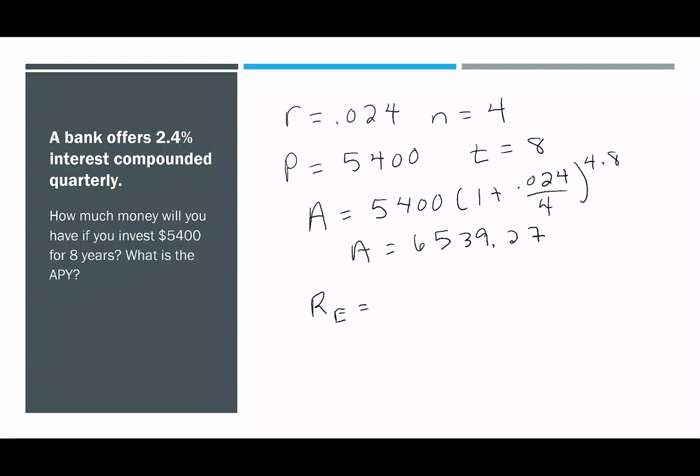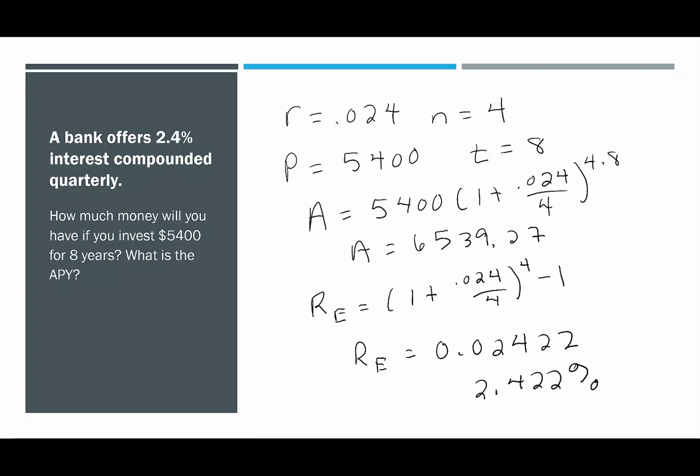To find the APY, which we know is the same as the effective annual rate, we calculate R sub E is equal to 1 plus 0.024 over 4 to the 4 minus 1. This gives us R sub E is 0.02422, which would be 2.422%. Again, we can see that slight increase in the interest rate based on the quarterly compoundings.